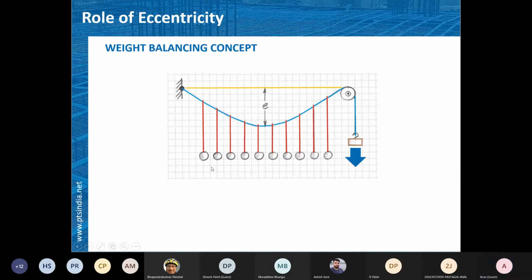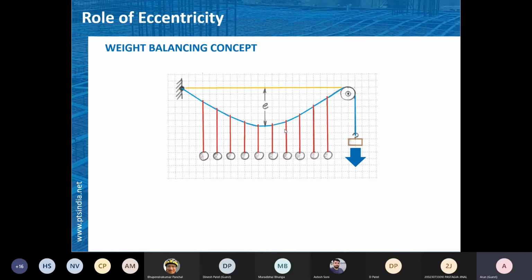So for this particular amount of force in the cable, and this particular load, the span is fixed in our case. What we can do is either reduce or increase the eccentricity, or reduce or increase the force in the cable. We can keep one cable, two cables, three cables, like that. We can increase the number of cables if we need to increase the force in the cable.